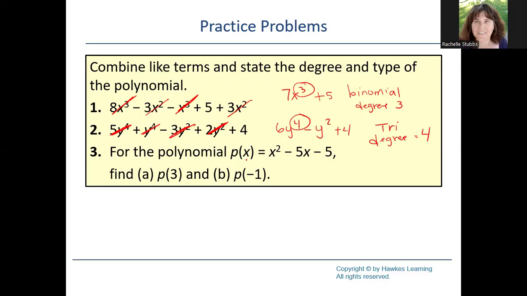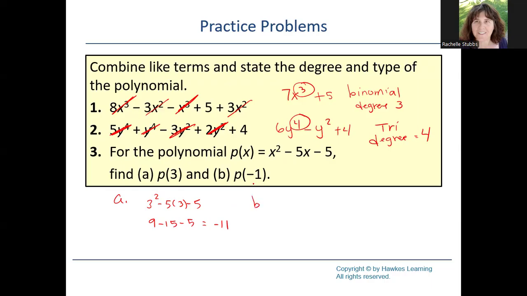Okay, for the polynomial p of x equals x squared minus 5x minus 5, it says find, in other words, evaluate or find or solve. What if the x value was 3? So if I put 3 in here, 3 squared minus 5 times 3 minus 5. So 9 minus 15 minus 5, that's going to be a -11. That's for A. There's a 2-part to this.